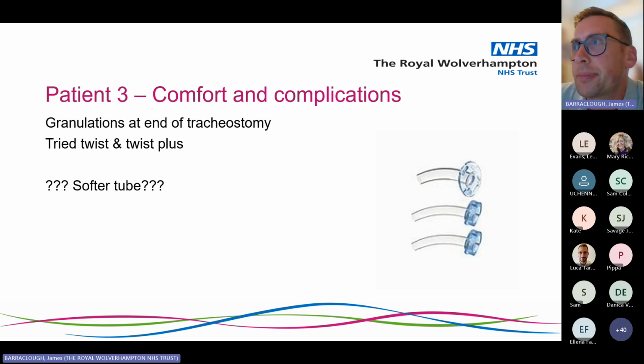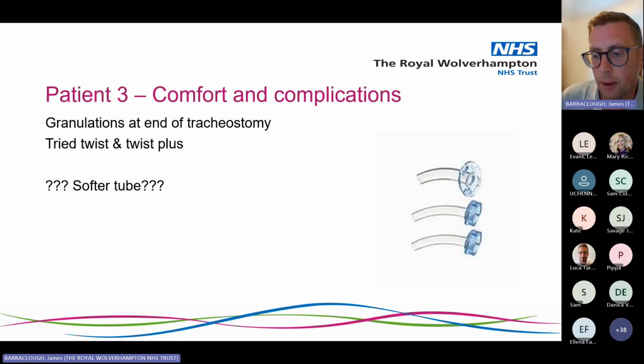So we've been looking at different lengths. We've tried a shorter tube, which worked for a short period of time, then he formed another granulation, then a longer tube, so TracheTwist Plus to bypass the granulations, but again, the granulations just reformed in a different position, and it actually made things slightly worse. So essentially we're now at the stage where we're going to try the softer tube. There's the Tracho Comfort tube, which we may try, but I think we're probably going to end up with a Morse tube, which is really, really soft because of his movement.